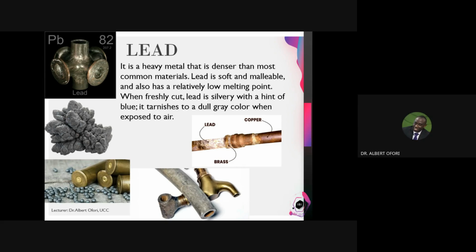PB. Well, it's a heavy metal, classified as one of the heavy metals, very heavy. We know that it's soluble in water, and so we have it in water bodies as well. But this is a soft metal, malleable, and usually it has a low melting point, although it's heavy.